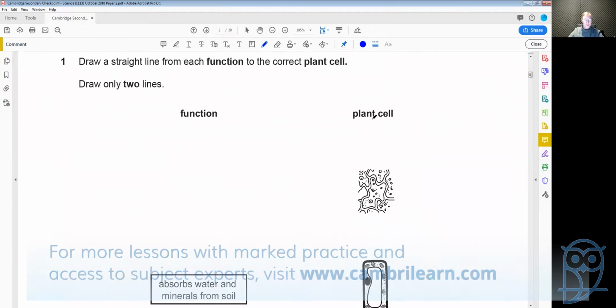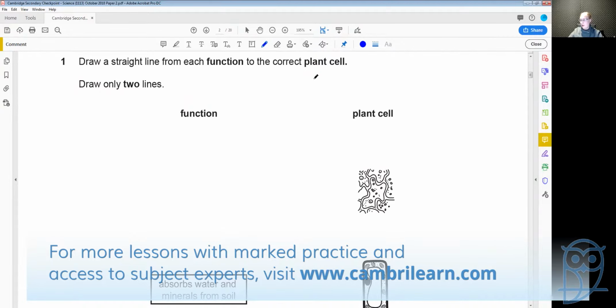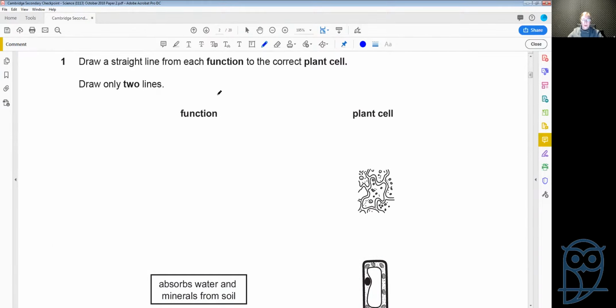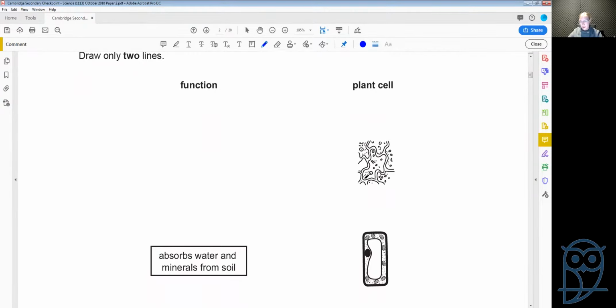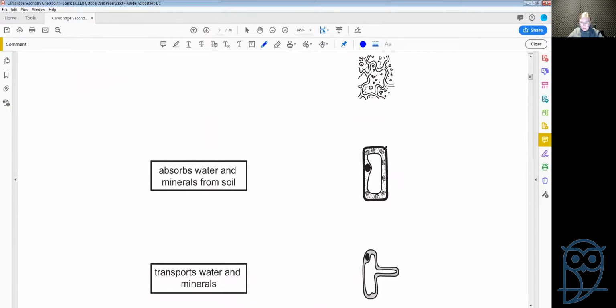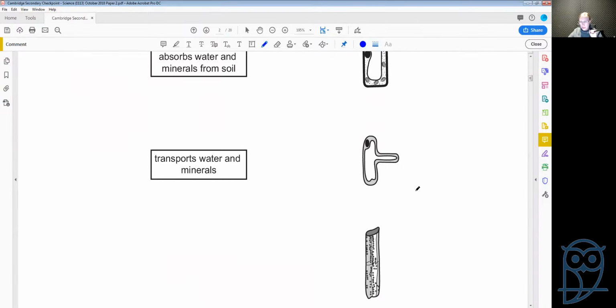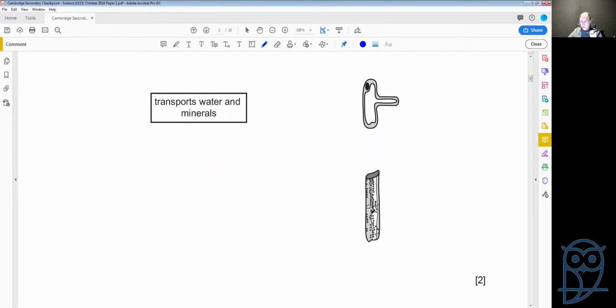Let's start over here. So here it says, draw a straight line from each function to the correct plant cell. Draw only 2 lines. Remember to read your questions very, very thoroughly. So we have some functions over here, and then we've got some plant cells. So these look like some ground cells. This looks like just a normal sort of palisade cell from a leaf. This is a little root cell, and here we've got some transport cells, which you can find in a stem.